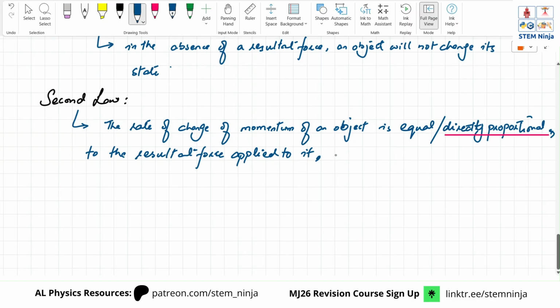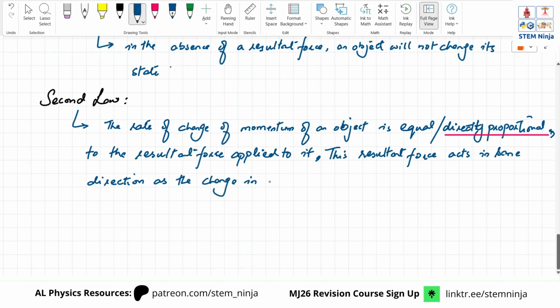and there was one more statement. Yeah. So this resultant force acts in the same direction as the change in momentum.